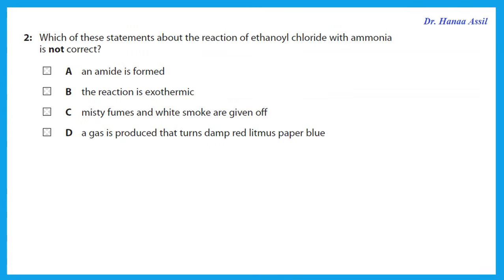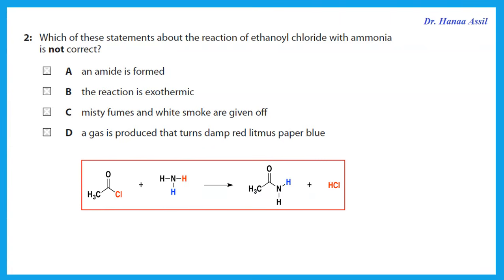Which of these statements about the reaction of ethanoyl chloride with ammonia is not correct? Again, please pay attention. Are we required to get what is correct or what is not correct? So here we're reacting ethanoyl chloride with ammonia. Remember, the ammonia attacks the carbonyl and replaces the Cl. The product formed is an amide. So when we are told an amide is formed, that is correct, because that compound formed is an amide.